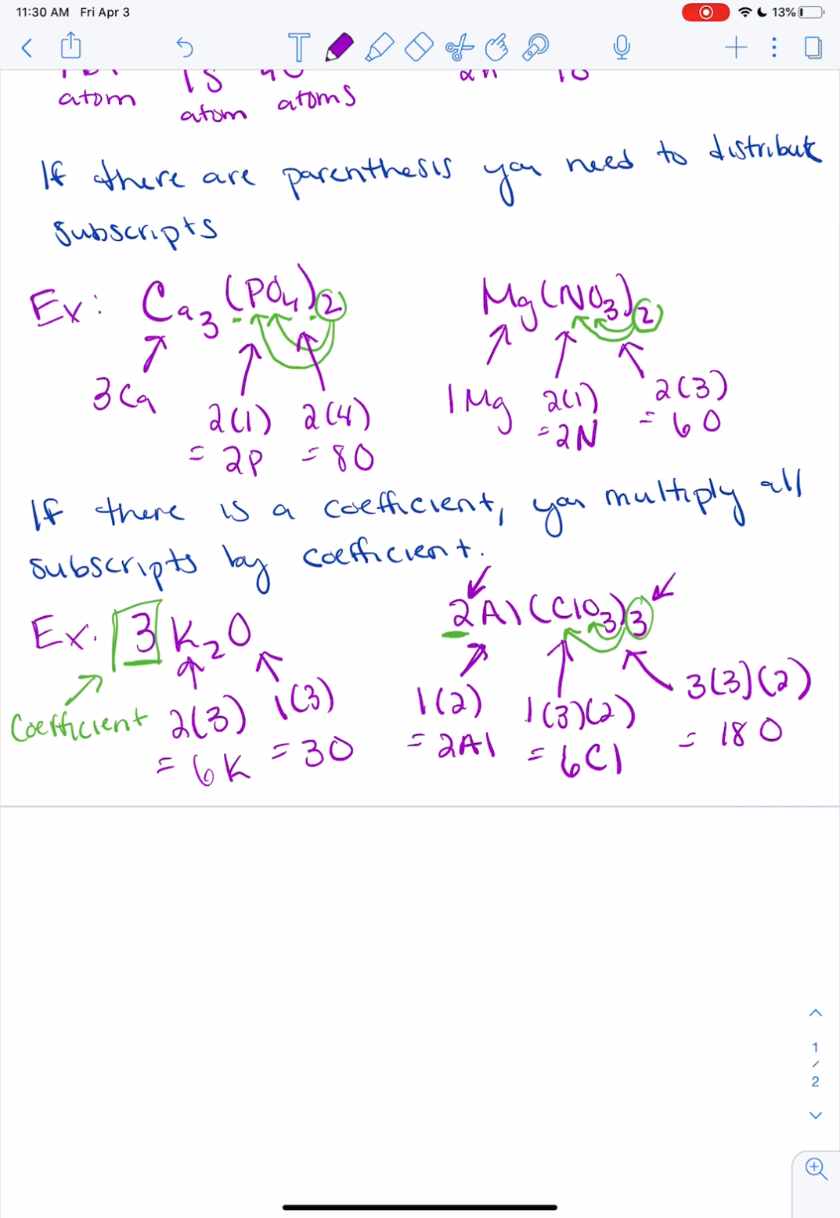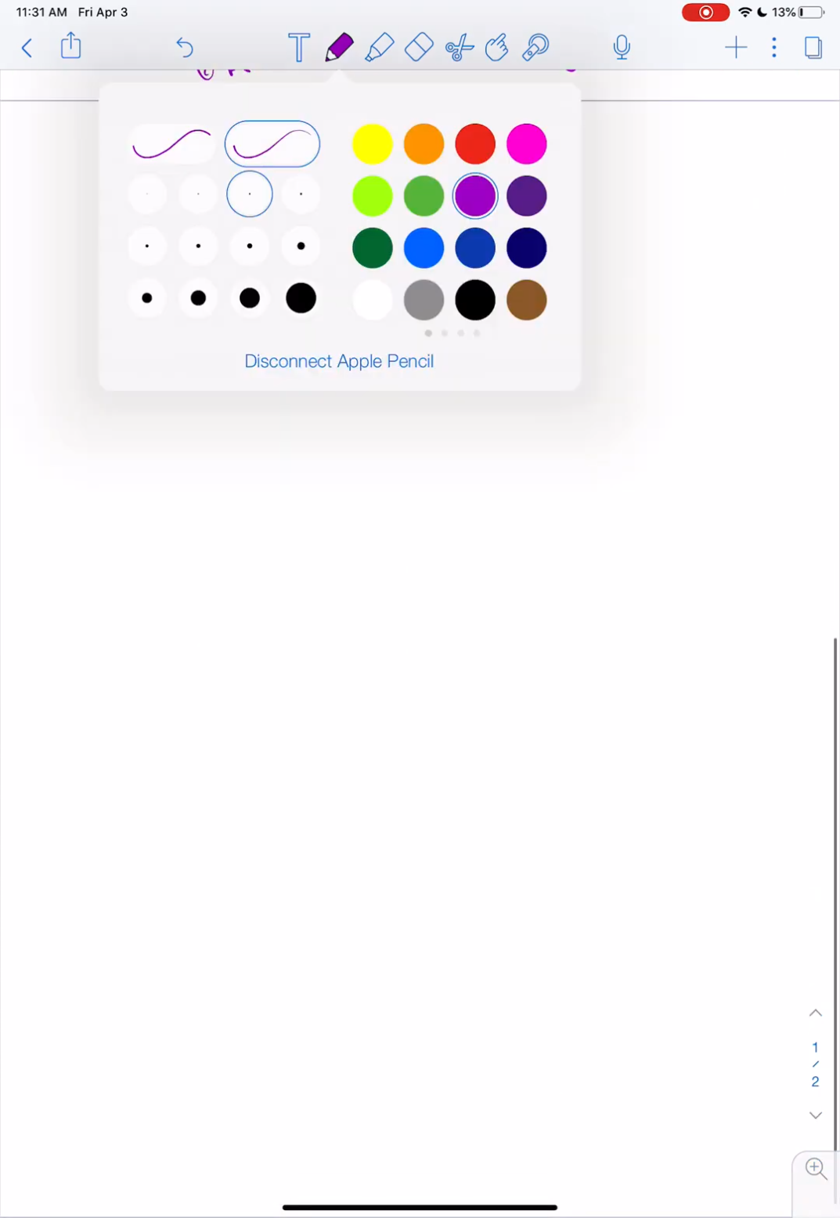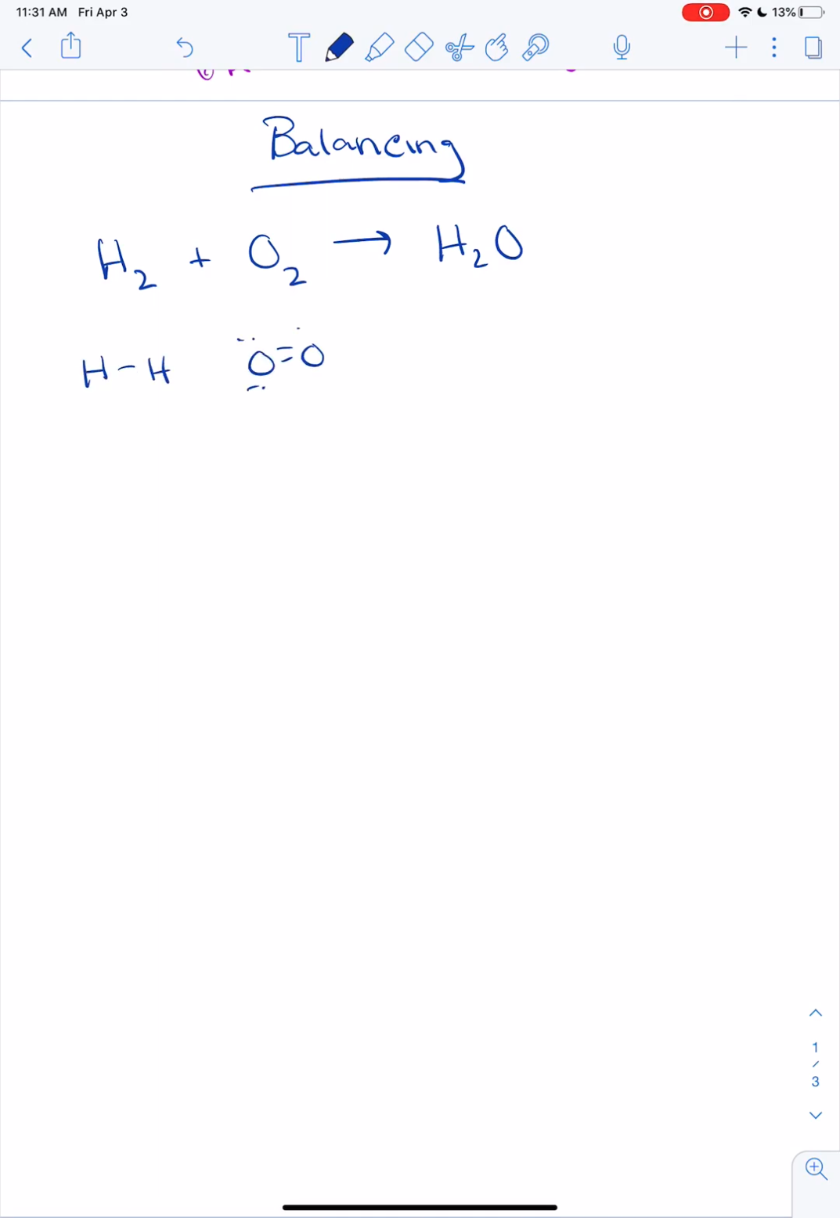So this is how we count our atoms. In order to balance any equation, you need to be able to count the atoms, okay? So now that we know how to count atoms, let's get into balancing. So let's say we have hydrogen and oxygen gives us water. All right. So if we were to draw this out, we would have something that looks like this.